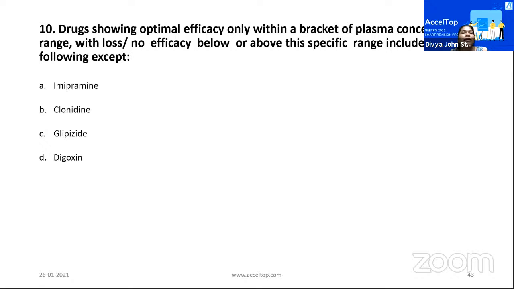Next is, drugs showing optimal efficacy only within a bracket of plasma concentration range, with loss or no efficacy below or above the specific range, include all the following except. So this is nothing but your therapeutic window phenomenon, right? That is the definition for a drug following therapeutic window phenomenon. And they've asked the choices as imipramine, clonidine, glipizide, and digoxin. So you already know the answer.